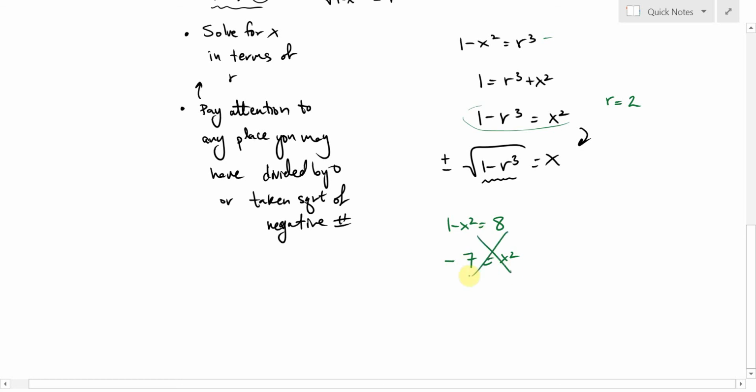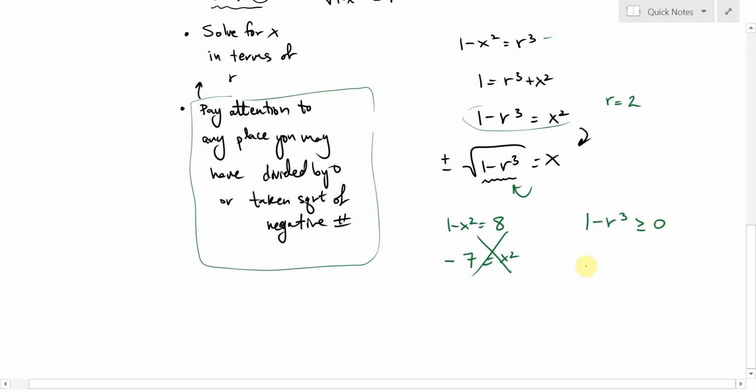So as a general rule, we have to ask ourselves, when will this actually be defined? When can we take the square root of 1 minus r cubed? So that's why I'm telling you, pay attention to any place you may have divided by 0 or taken the square root of a negative number, because that means that something potentially illegal just happened. Alright, so what restriction do we need to place on r to ensure that we are allowed to take the square root of this number? Well, we better have 1 minus r cubed bigger than or equal to 0. And it can be 0. I mean, the square root of 0 is just 0.